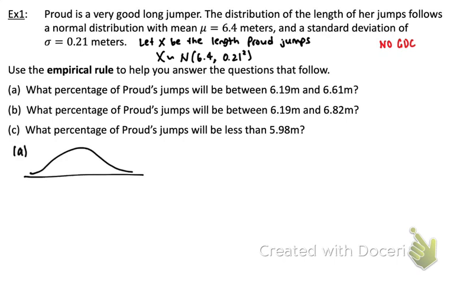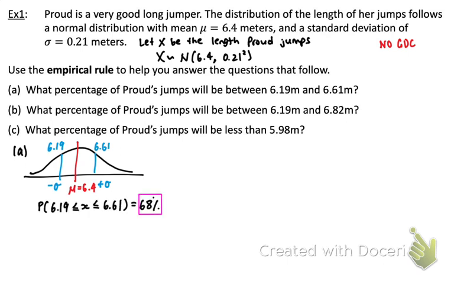Let's sketch out this scenario. We know that the mean is 6.4, and if I subtract one standard deviation from the mean, I'm going to get 6.19 because a standard deviation is 0.21. So 6.4 minus 0.21 is 6.19. One standard deviation above the mean gives us 6.61. So that first question shows us that I'm looking for a probability that's within one standard deviation of the mean. By the empirical rule, I know that that probability must be equal to 68%. Please pay attention to the correct notation that we use to illustrate this.